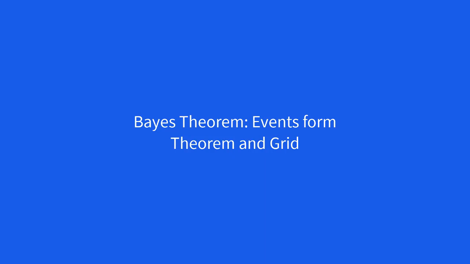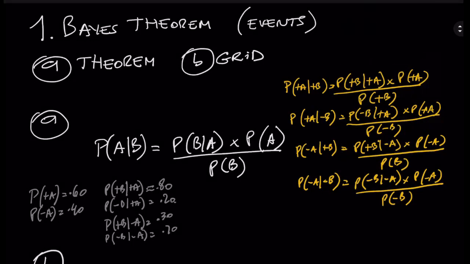The most general form of the Bayes theorem is the one that uses events. I'm going to present this form of the theorem, and then I'm going to explain the theorem in itself, and I'm going to use a grid that I developed in order to try to help the understanding of the Bayes theorem.